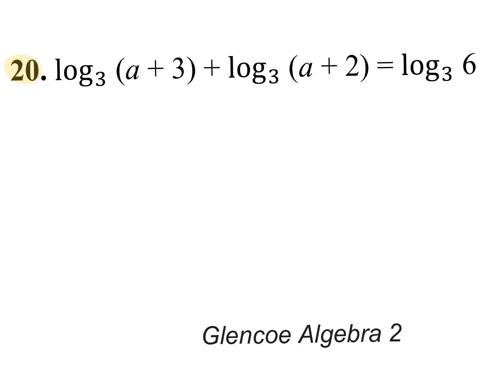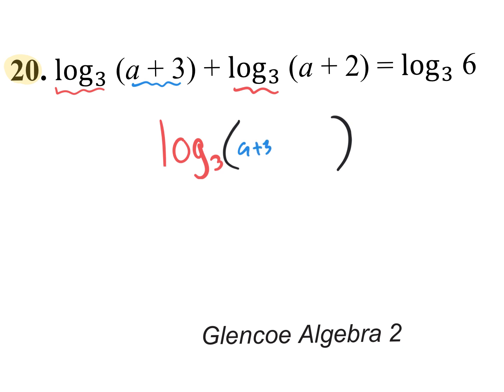We are going to condense the left side with the product property because of the plus sign. So you're going to take this log base 3 and that log base 3 and write it as a single log base 3. But of course, you're going to have to multiply this guy with this guy. So I'm going to write in there the a plus 3 as a binomial times a plus 2 as a binomial. So this is going to require some work.